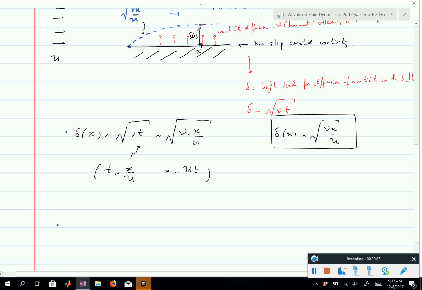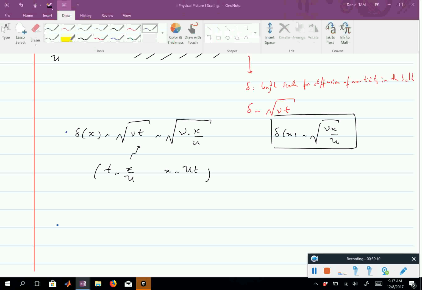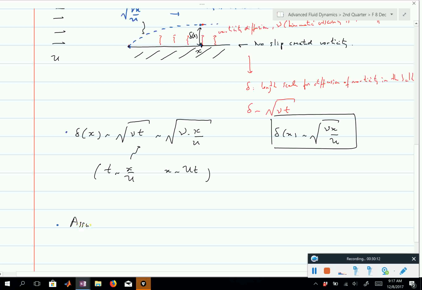Okay, so now assume that we have a plate of length L, or for instance, that could also be the chord length of your airfoil. Then the typical boundary layer thickness will be the square root of mu L divided by U. That would be the scale for your boundary layer at the end of the plate.